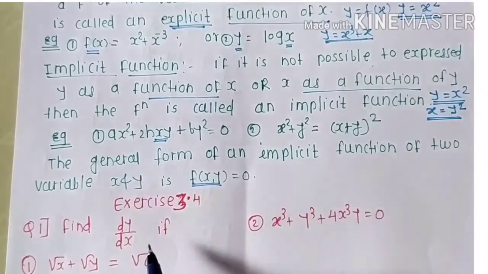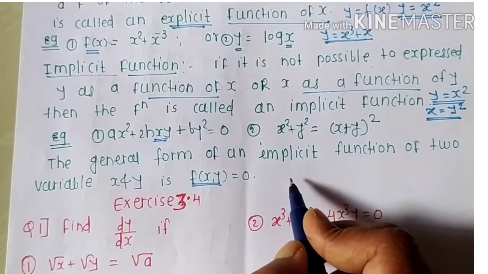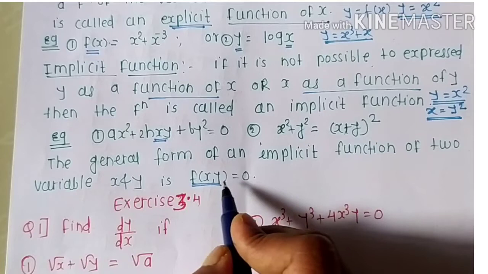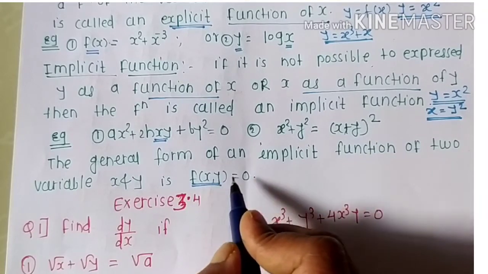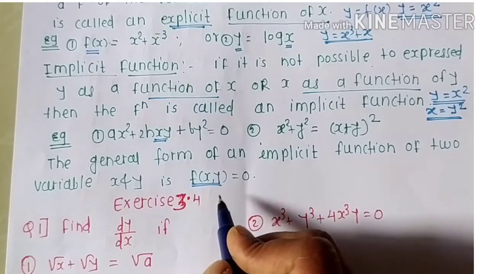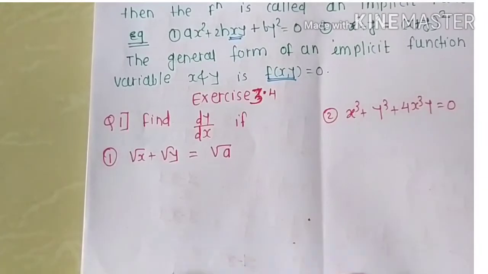Then how do we find the derivative of an implicit function? Here we have to find dy by dx. Given the general form of an implicit function f of x, y is equal to 0, we differentiate using the product rule, and then we find the value of dy by dx. Here, as the first example, we solve exercise 3.4.